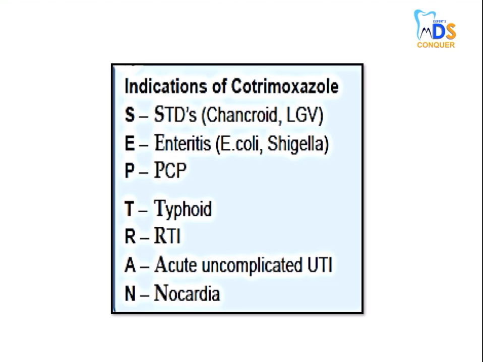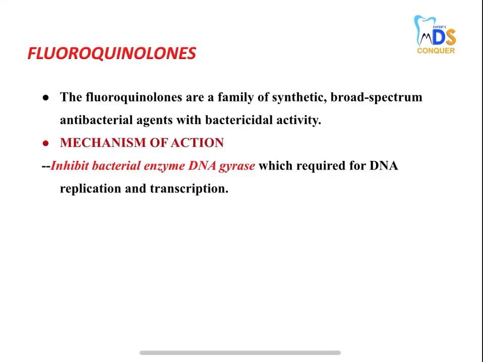So these are the various indications. It is Septran: STDs, enteritis, PCP and typhoid, RTI, UTI, so respiratory tract, urinary tract, and Nocardia. All these are the indications of cotrimoxazole.